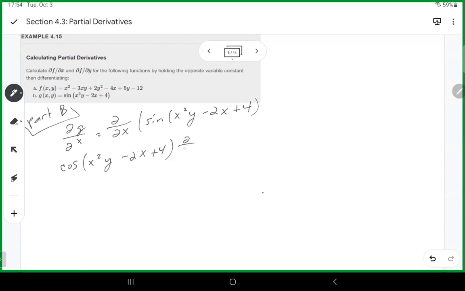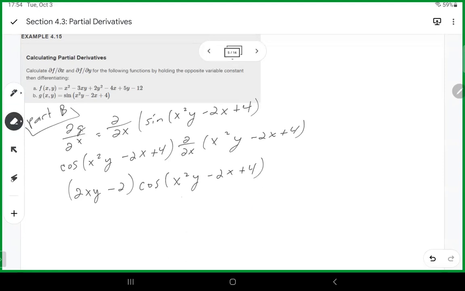And then, so if we bring that out front, we'll end up with 2xy minus 2 times cosine of x squared y minus 2x plus 4. All right, that is the first part.